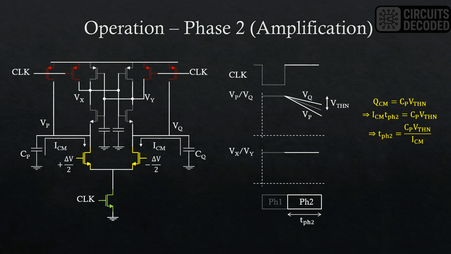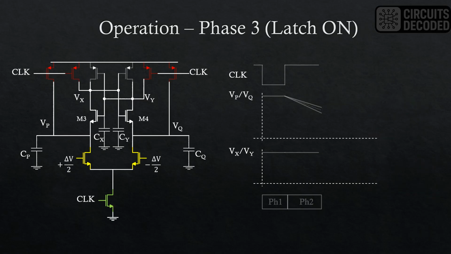Now, as for the differential voltage Vp minus Vq, it can be treated as small signal. And so, assuming the input transistors in saturation and its transconductance as Gm, the voltage difference between Vp and Vq can be written as shown here. Now, by dividing both sides by delta V, we arrive at the gain expression in this amplification phase, denoted by AV.